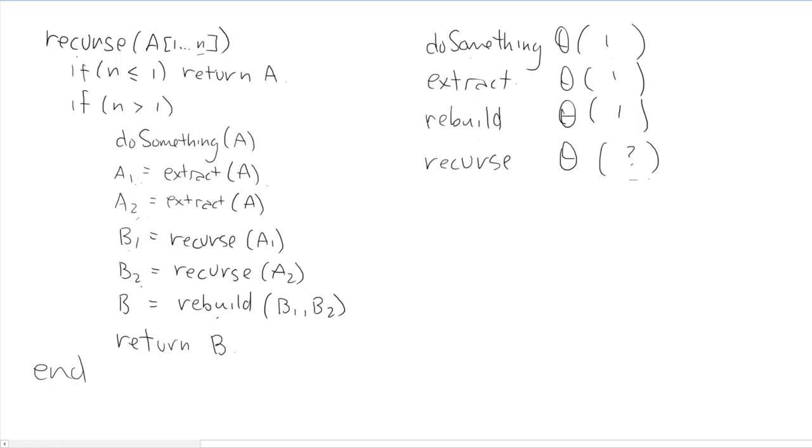And I mentioned I'm going to come back to that. Maybe you only do this once. You only extract one thing, recurse once, and then rebuild. Or maybe it's more than 2. Maybe it's 3 or 4 or 5 and so on. In which case, that's another feature here that at least for the moment I've left as a constant 2.